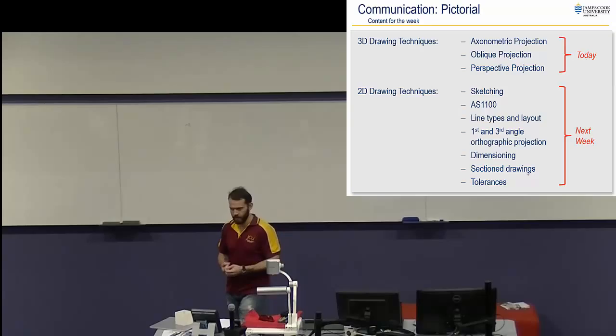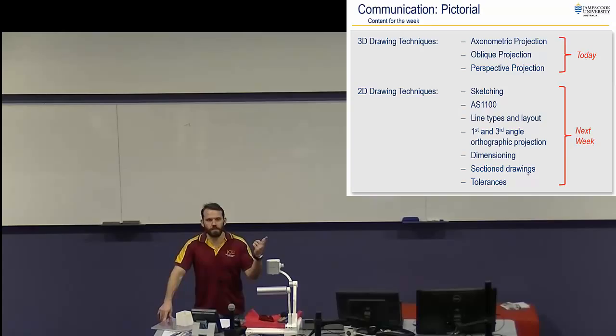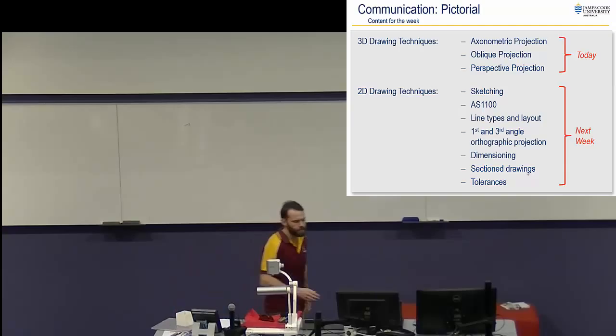So, for the workshop that you've got currently, you're doing your bridge. You've got a shaded isometric, that's what we're doing today by hand, all right? And you've got the top view, the front view and the side view with dimensions and so forth, that's what we're doing next week by hand, okay? So that's roughly where we're sitting. All right.